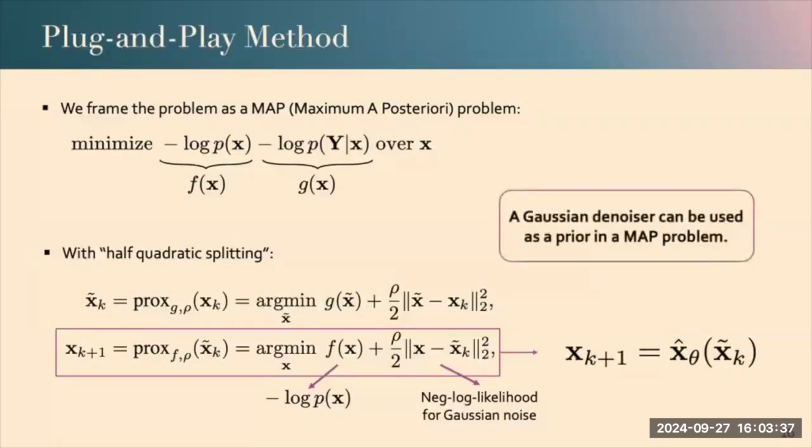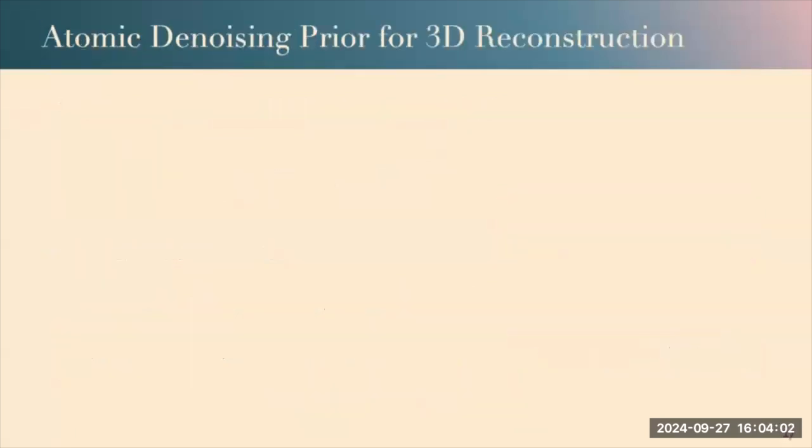So the takeaway here is that if you have a Gaussian denoiser that was trained in any way you want, it can be used as a prior in a maximum a posteriori problem. And the advantage here is that this denoiser doesn't give you the prior function. You cannot evaluate the prior function, but the fact that you have this denoiser can be used as a prior implicitly. That's what we do here.